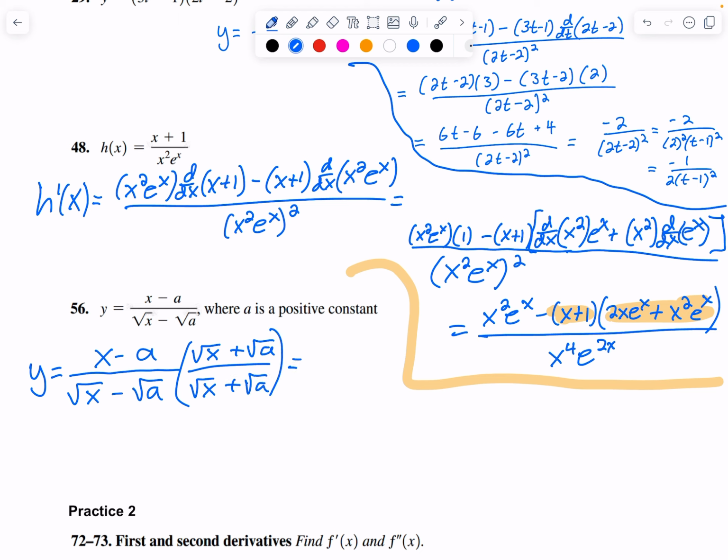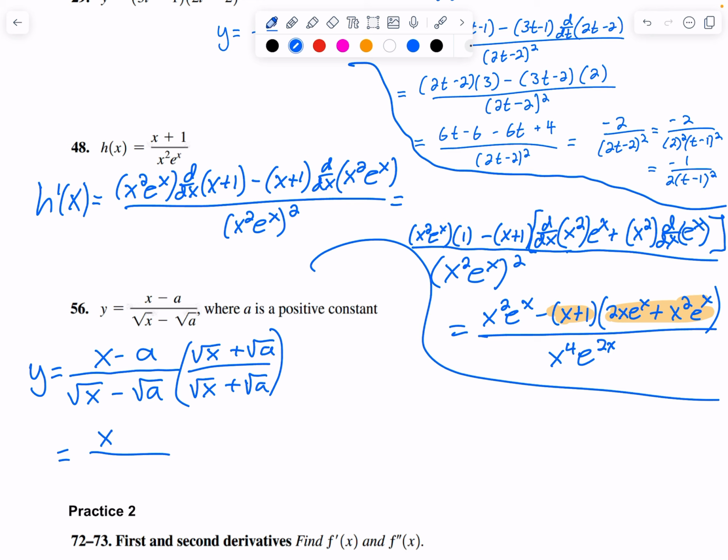If I multiply the bottom, okay, I remember the non-conjugate side I don't touch. So let me go down instead of to the side there. We get x minus a times the square root of x plus the square root of a. And then on the bottom, I'm going to get x minus a when I multiply that out. So that means my function is literally just the square root of x plus the square root of a.